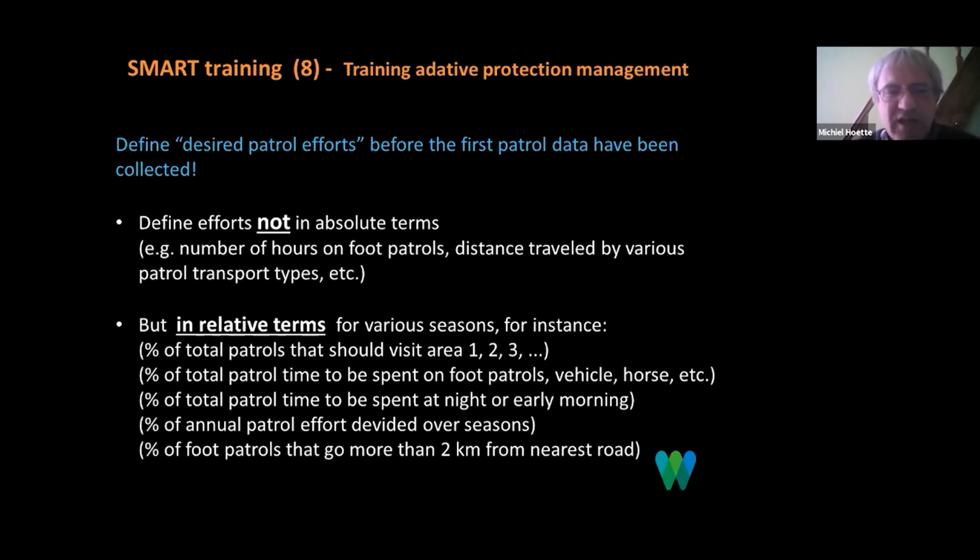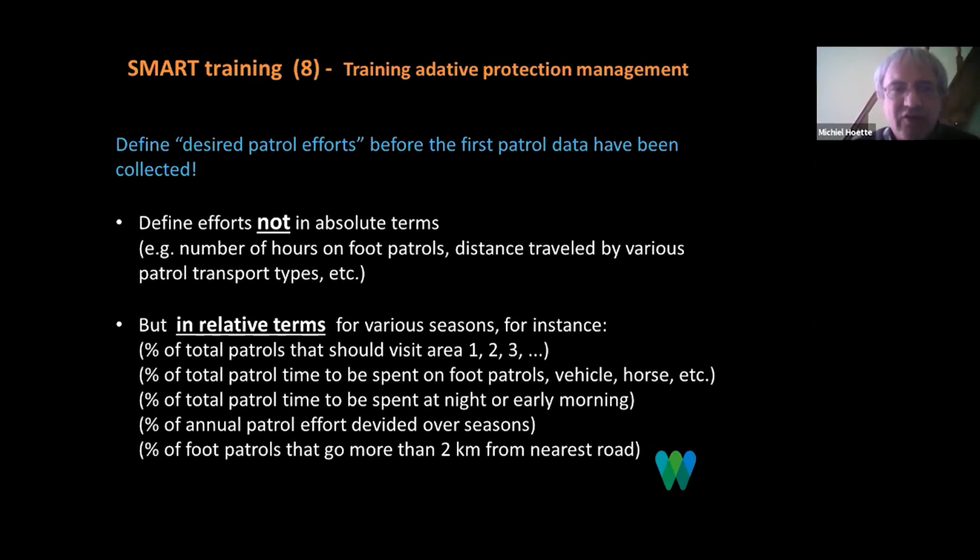And why do that in a percentage way? That's obviously because you don't have data on the volume of the patrols before you have introduced SMART, so you don't know the volume. It's even risky to set an absolute number, because it might be much too high, and then it might be discouraging, or it might be much too low, then it's too easy to achieve, and then everybody will say, oh, we already have good patrol. So better in the beginning define everything in relative terms.